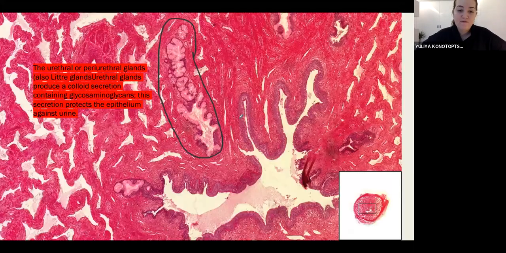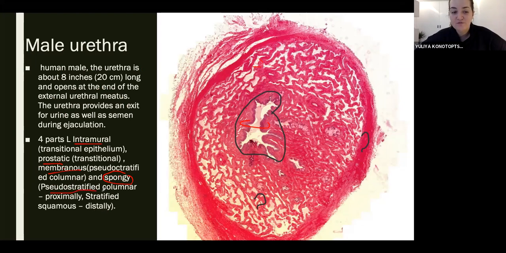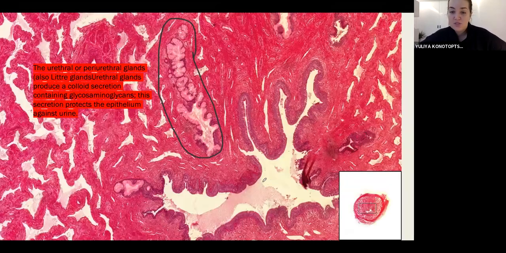So how is the epithelium? In the spongy urethra, you have pseudostratified columnar epithelium. So you don't have urothelium, you don't have transitional epithelium. Transitional epithelium stops at the prostatic urethra. So already when you're in the membranous urethra, it changes to the pseudostratified columnar epithelium. So this is your spongy urethra. Everything is great. The most important thing is here.